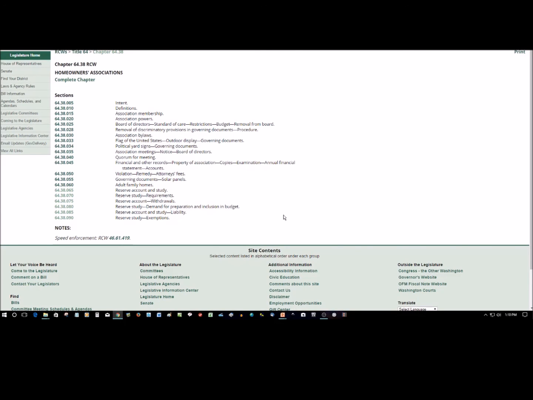So that's essentially Washington State law. Again, you can just do a Google search and type in reserve study, Washington State RCW, or you can type in the RCW chapter number there, and that will pull it up right away for you, and you can look through all that good stuff. So that's about it.